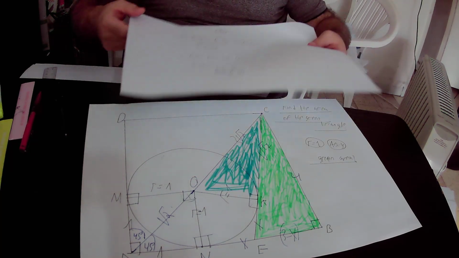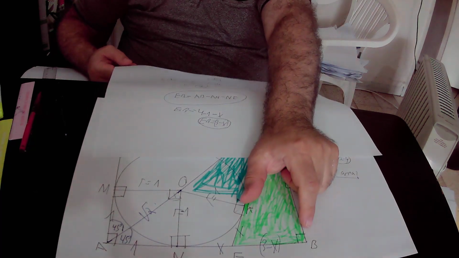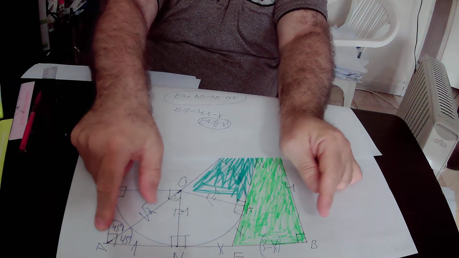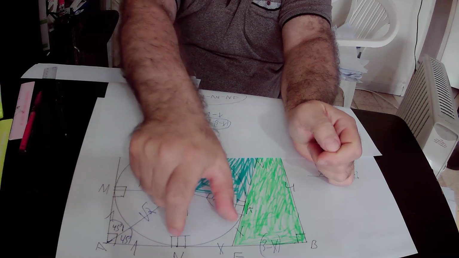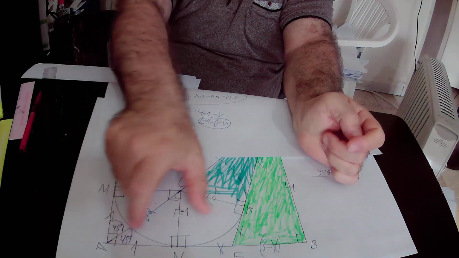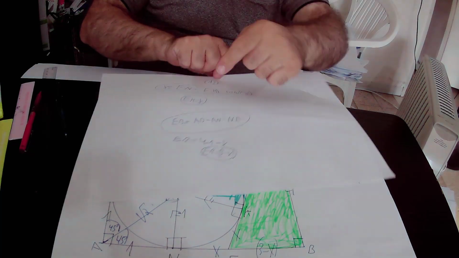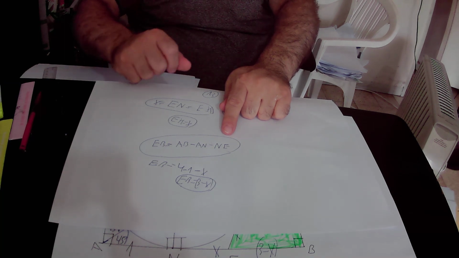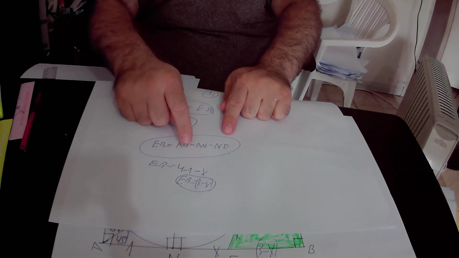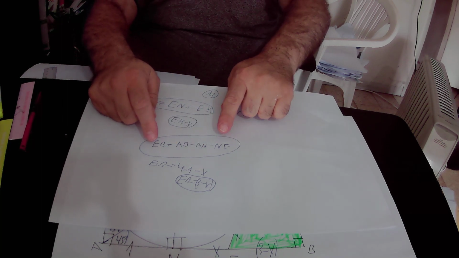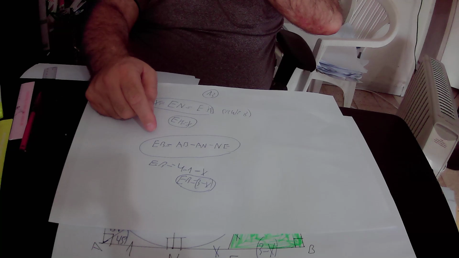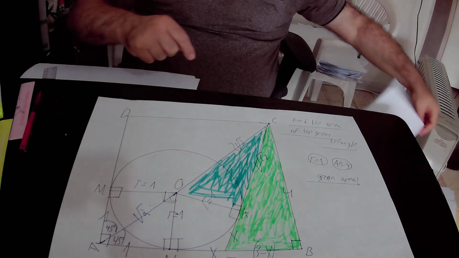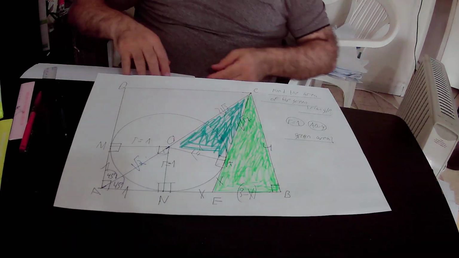Then we found the value of line segment EB. From the drawing you can see that EB equals AB minus AN minus NE. So EB equals, AB is 4, NA is 1, and NE is X. So in conclusion, EB equals 4 minus 1 minus X. 4 minus 1 is 3. So in conclusion, EB equals 3 minus X.